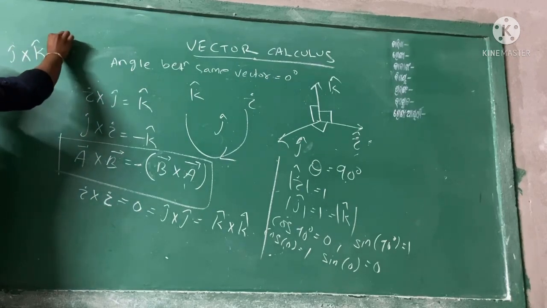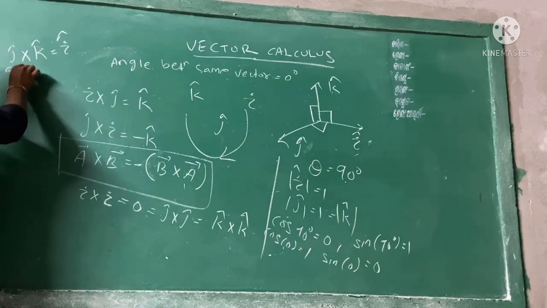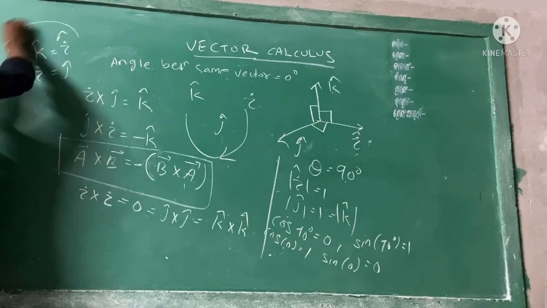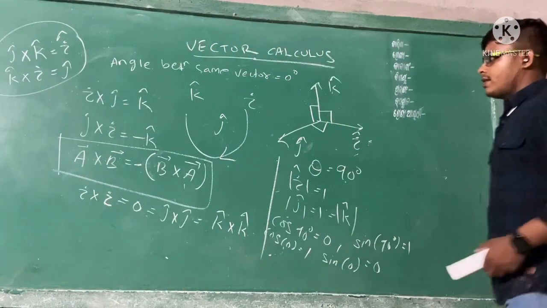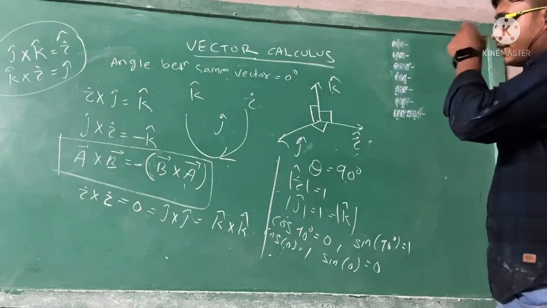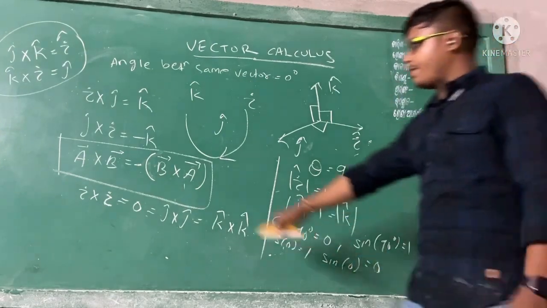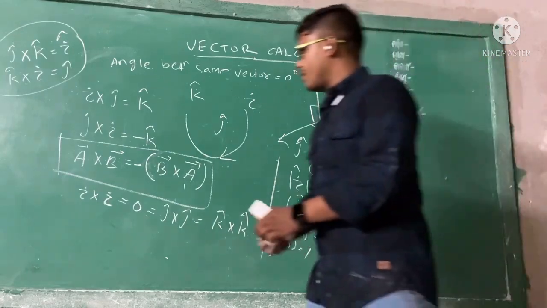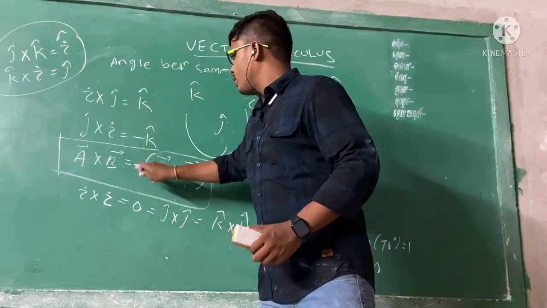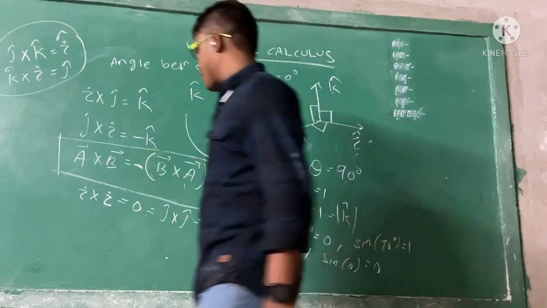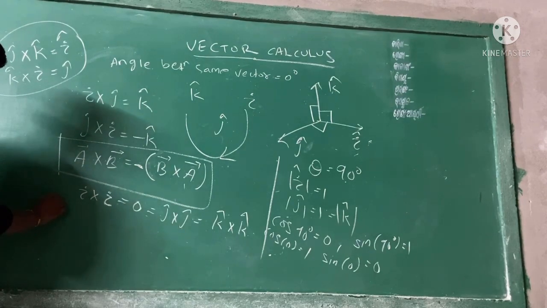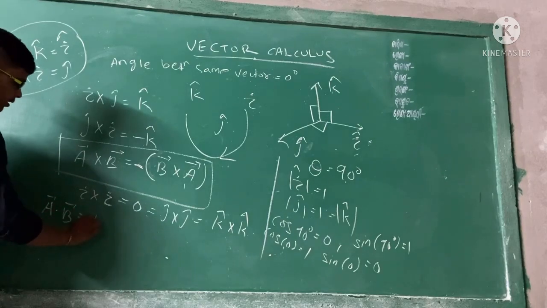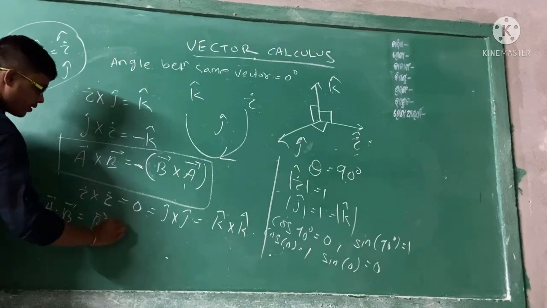Now j cross i equals minus k cap. j cross i will be minus k cap. i cross j equals k cap. So remember this cross product formula, a cross b equals minus b cross a. The minus is outside the bracket. So the angle between the same vector is 0, and the angle between i, j and k, that is two axes, is 90 degrees if you look at the corner.